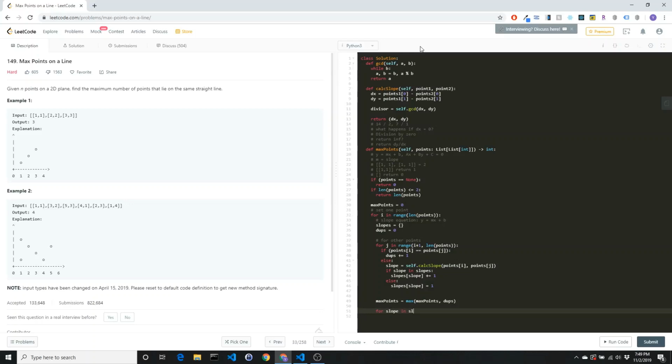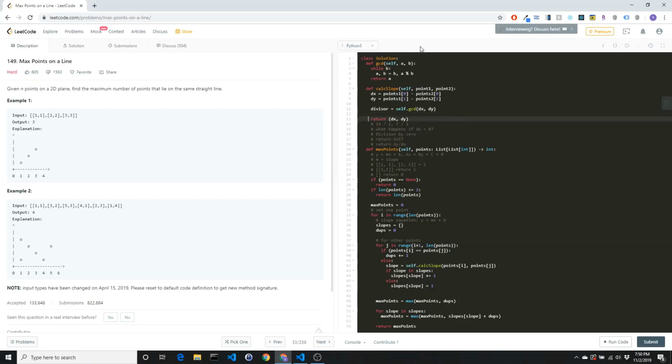So for slope in slopes, see if there are any counts here that are greater than the current max points. So we can look at the max of the current max points and the slope, but we also need to account for duplicates here, because in this else statement, when we actually increment the slope, the duplicates and the slopes are calculated separately, so we need to sort of merge them together at the end here, right? So there we go. And then we should just be able to return max points, right?